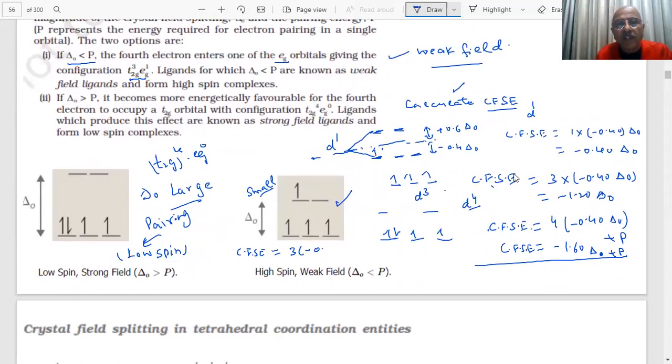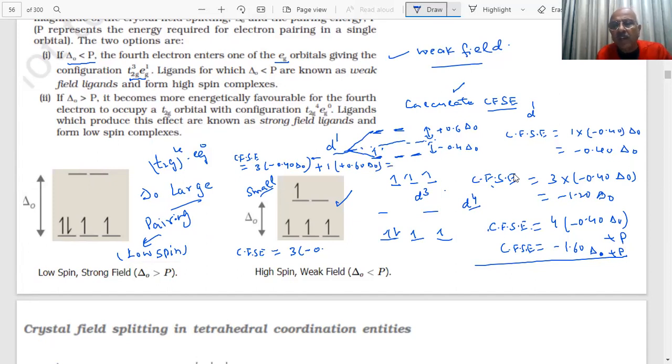If I have to calculate the crystal field stabilization energy for this case, what will be the answer? Three electrons are on the lower side, so 3 electrons into minus 0.40 del 0, plus 1 electron into plus 0.60 del 0. This is the value for this.